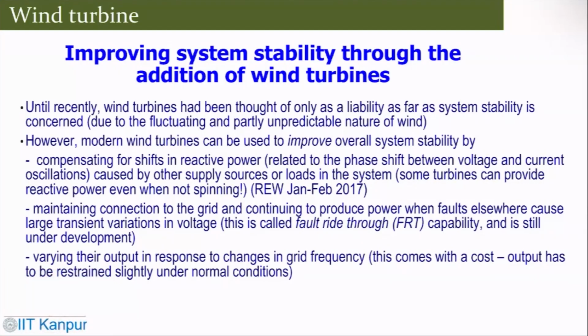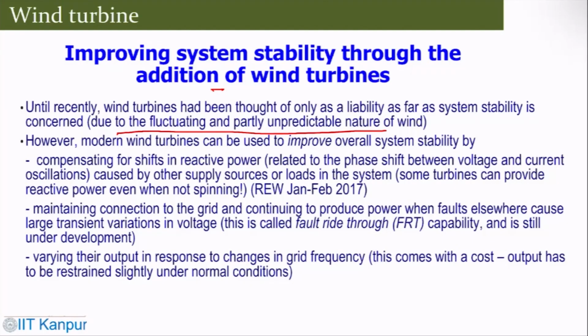So now we continue with improving the system stability through the addition of wind turbines. What has been thought until now is that wind turbines were the only liability as far as system stability is concerned, mostly due to the fluctuating and partly unpredictable nature of wind, which is the biggest concern. The reason is that we have seen the variability in wind speed, the fluctuations, and so on.